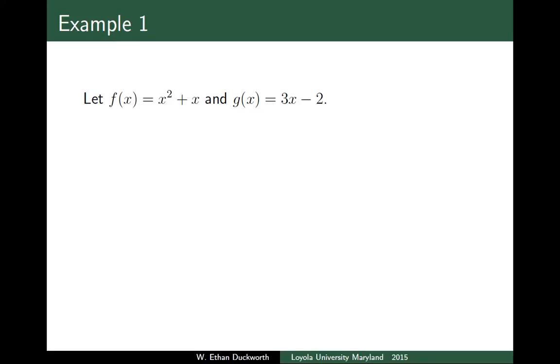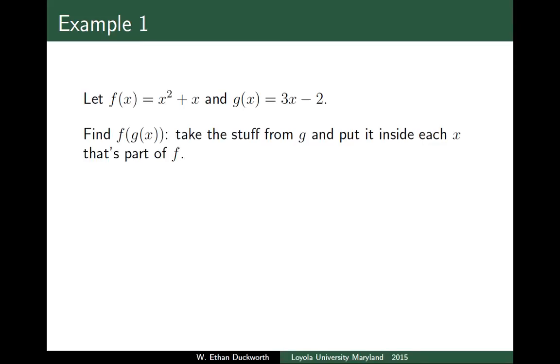f of x equals x squared plus x, and g of x equals 3x minus 2. Find f of g of x. Let's apply the definition first. Take the stuff from g and put it inside each x that's part of f. Let me reword that a little bit more specifically now that we know what's going on in this example. Take 3x minus 2 and put it inside each x that's part of f.